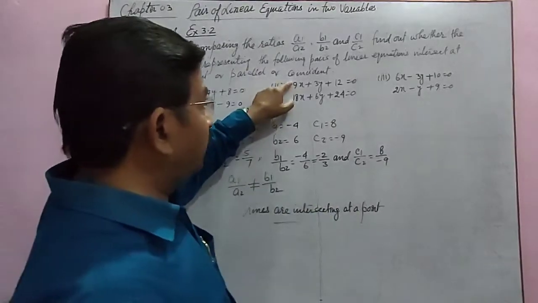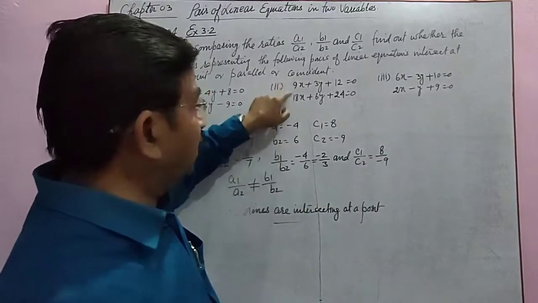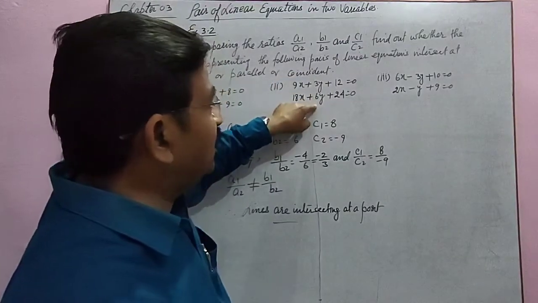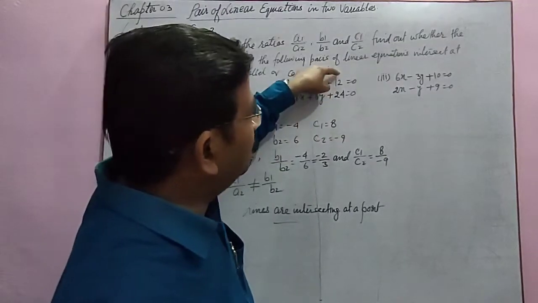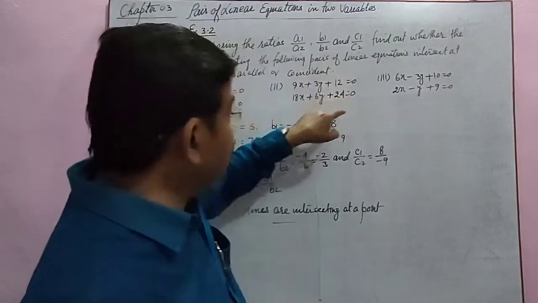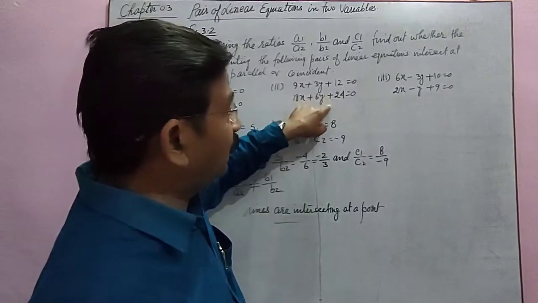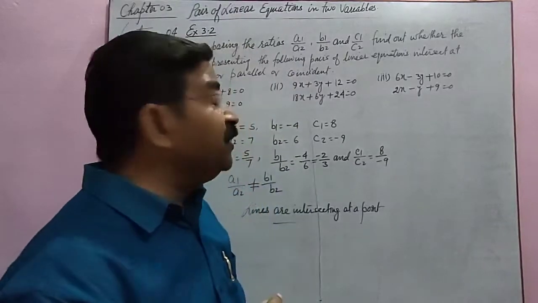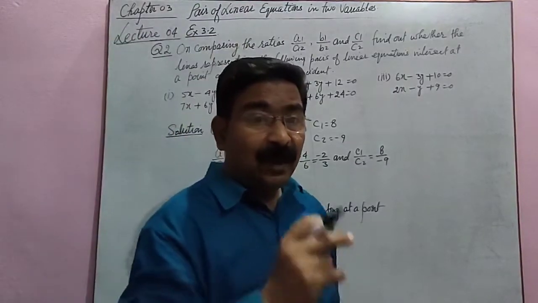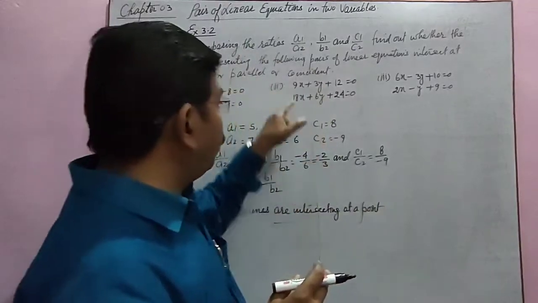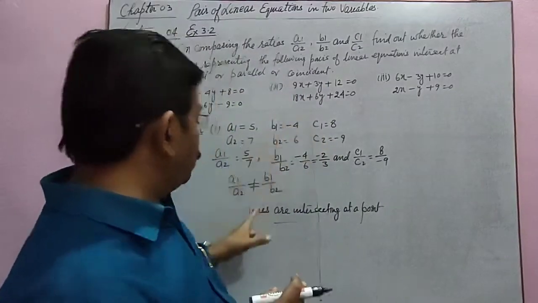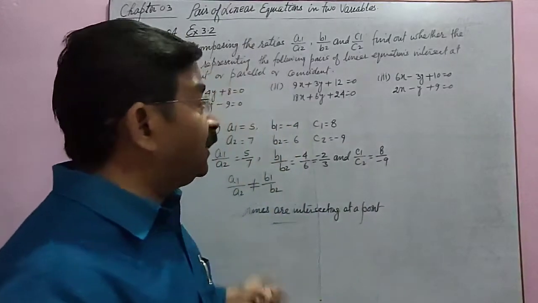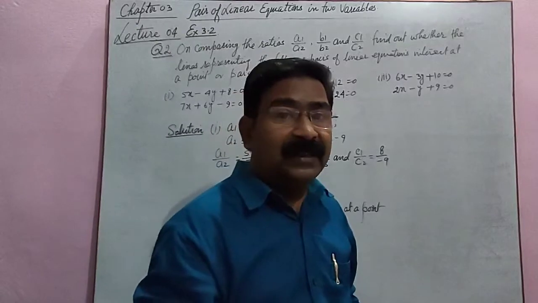Similarly, here you will compare a1 upon a2, 9 upon 18, that is 1 upon 2, b1 upon b2, 3 upon 6, that is 1 upon 2, c1 upon c2, that is 1 upon 2. So a1 upon a2 is equal to b1 upon b2 is equal to c1 upon c2, and this happens in coincident lines. So you have to find the ratios like this, show that a1 upon a2 is equal to b1 upon b2 is equal to c1 upon c2, and finally you write that the lines are coincident or the lines are overlapping.